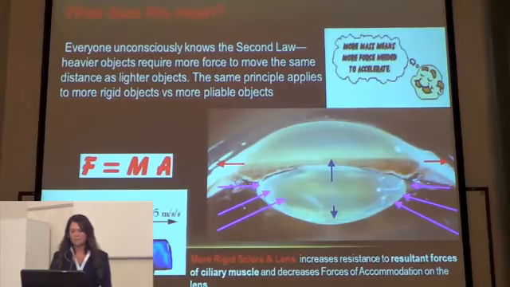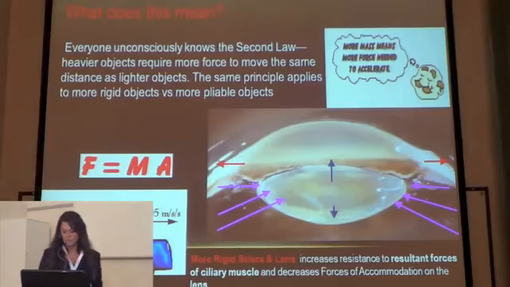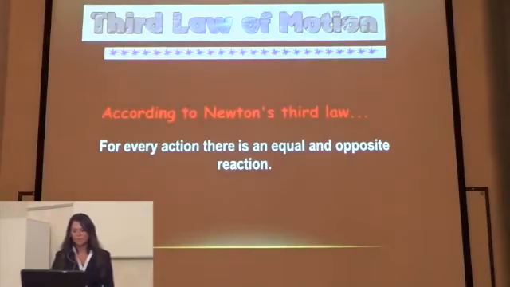What that means is that more mass means more force needed to accelerate. So basically, when the sclera and the lens become more rigid, it increases the resistance to these resultant forces to move the lens in the directions that we desire it to move in order to have basically resistive-free visual function and range of motion. What's the third law?